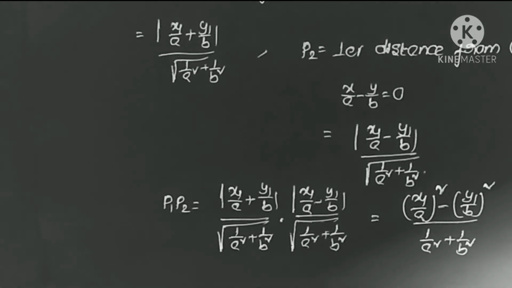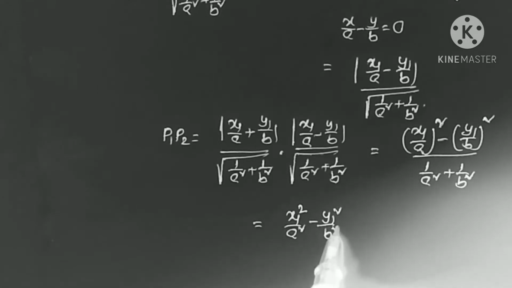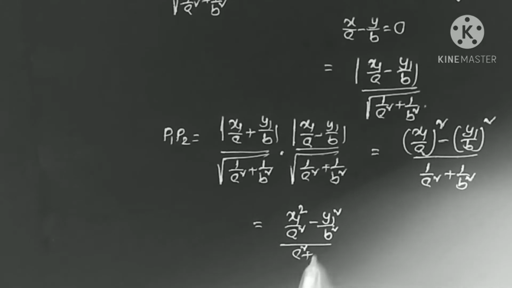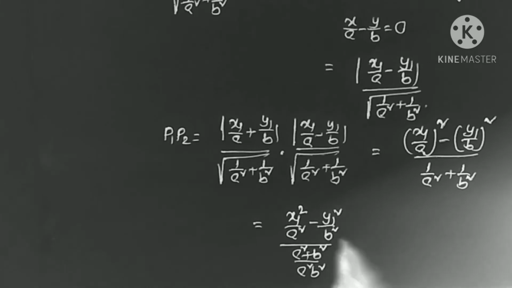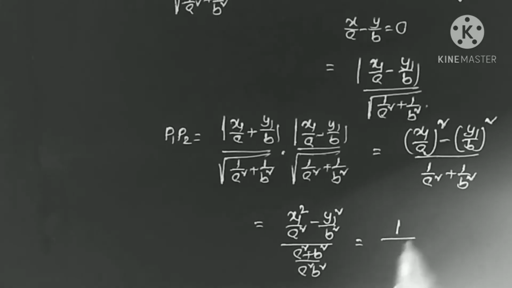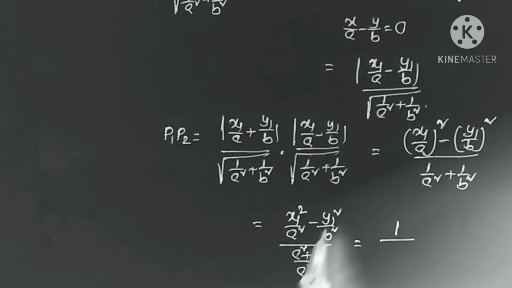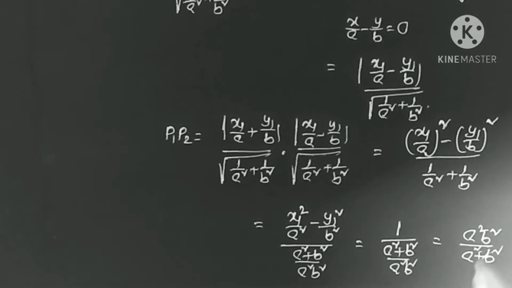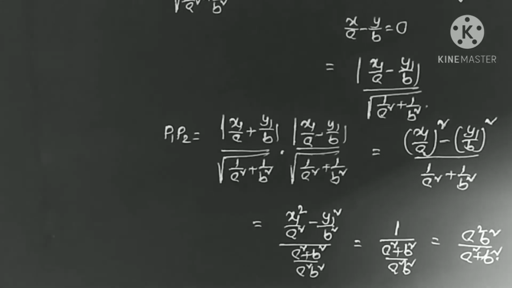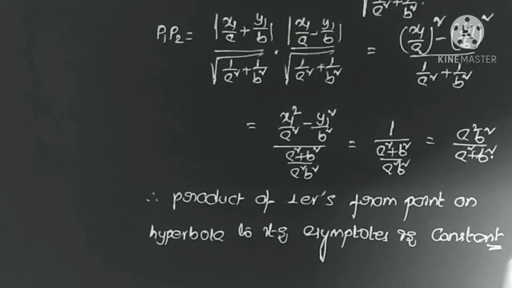And this is equal to x1 square by a square minus y1 square by b square, over, by taking LCM, a square plus b square by a square b square. And what is the value of x1 square by a square minus y1 square by b square? This is nothing but 1, since the point (x1, y1) lies on the hyperbola, so x1 square by a square minus y1 square by b square equals 1. So 1 over (a square plus b square) by a square b square, and this is equal to a square b square by a square plus b square, which is the constant. Therefore the product of the perpendiculars from a point on the hyperbola to its asymptotes is constant. That's all.